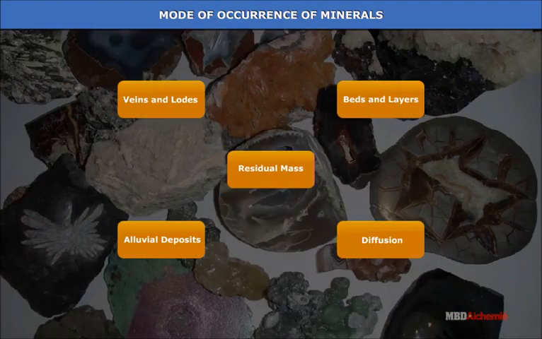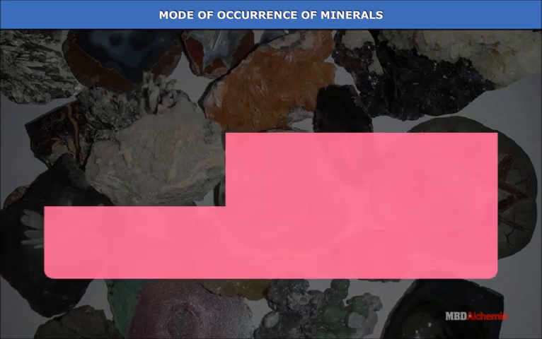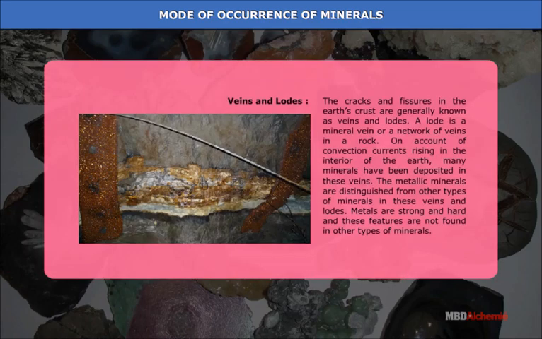Mode of occurrence of minerals. Veins and lodes. The cracks and fissures in the Earth's crust are generally known as veins and lodes. A lode is a mineral vein or a network of veins in a rock. On account of convection currents rising in the interior of the Earth, many minerals have been deposited in these veins. The metallic minerals are distinguished from other types of minerals in these veins and lodes.